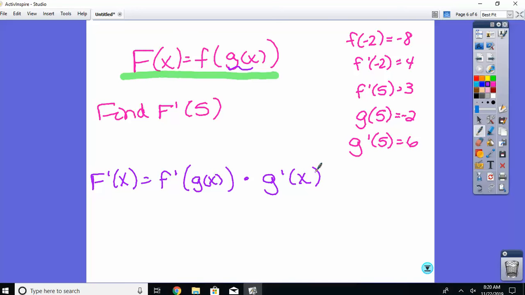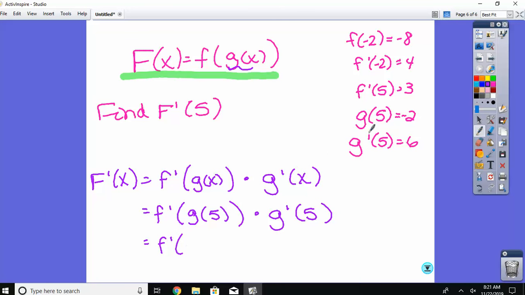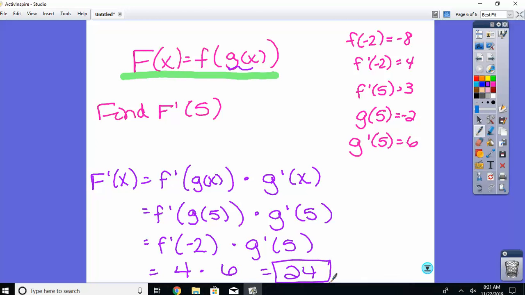Is everybody okay there? So then if we plug in, my x was 5. Okay, what is g of 5? Okay, f prime of -2 is 4. G prime of 5 is, we get 24 for our final answer. Okay, questions there?